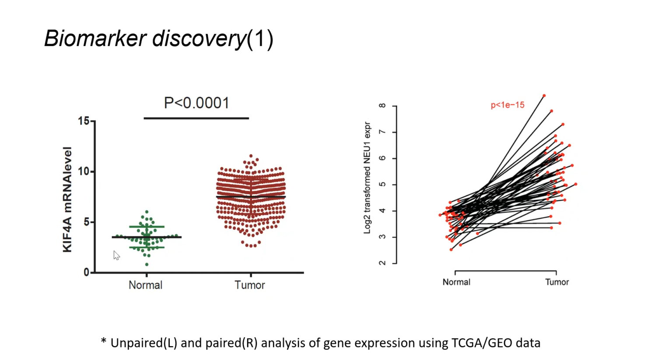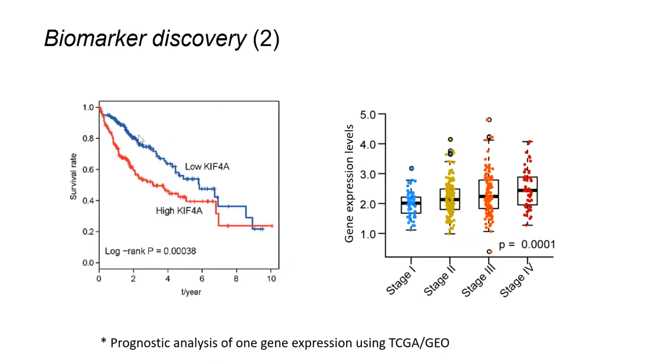Biomarker discovery: here you can see you can use the TCGA data or GEO data to provide this figure. Whether your gene of interest is differentially expressed in the tumor and the normal, and if you can find paired data, paired normal and paired tumor, you can make this beautiful dot-line plot in your paper. And also, if this study has follow-up survival data, you can make a survival plot. And also, you can make a stage expression plot to see whether your gene has a trend to go higher as the disease becomes worse.